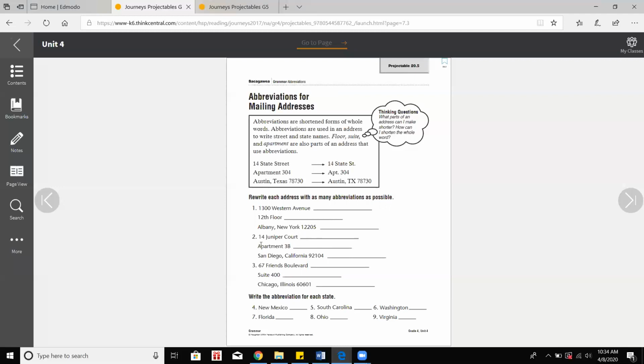Second one, you have 14 Juniper Court. What is the abbreviation for court? Apartment 3B, abbreviation for apartment. San Diego, California, 92104. What is the abbreviation for California?